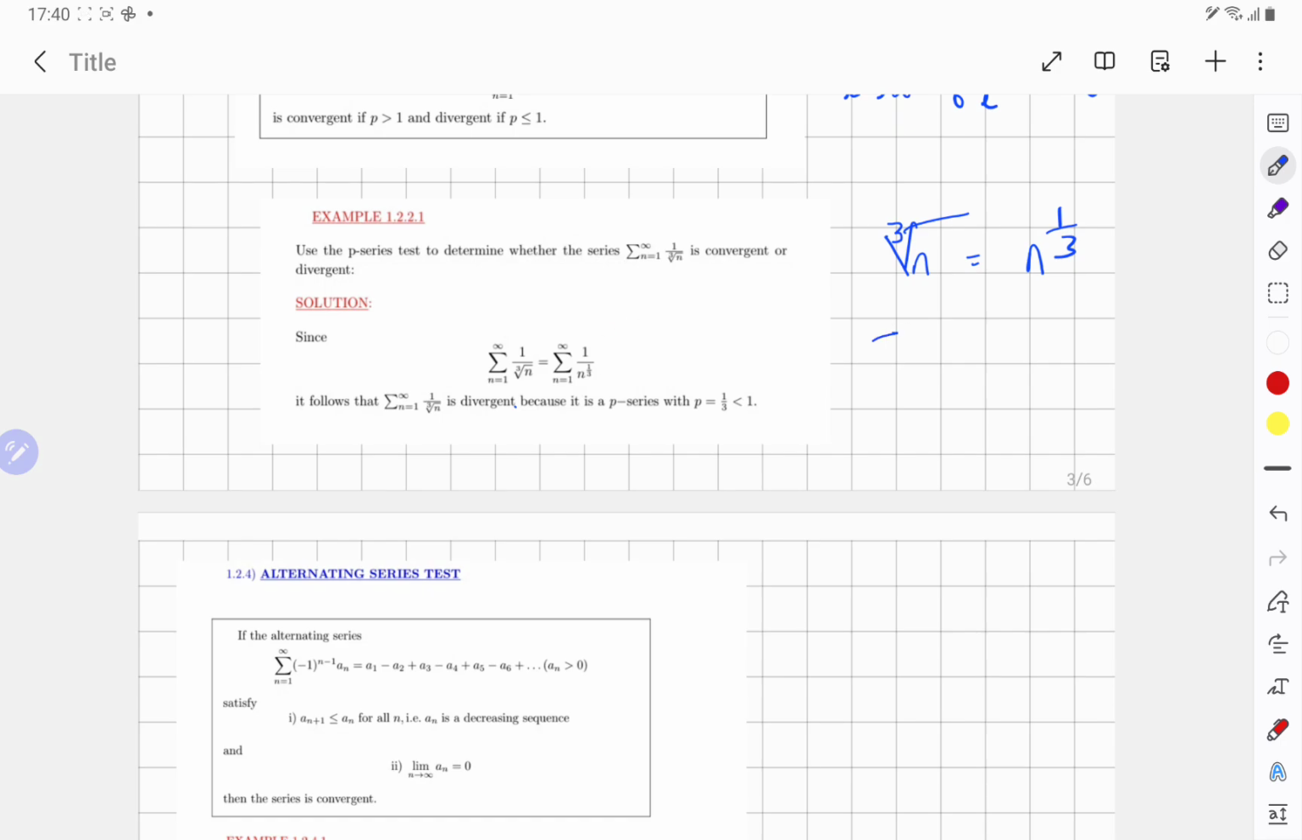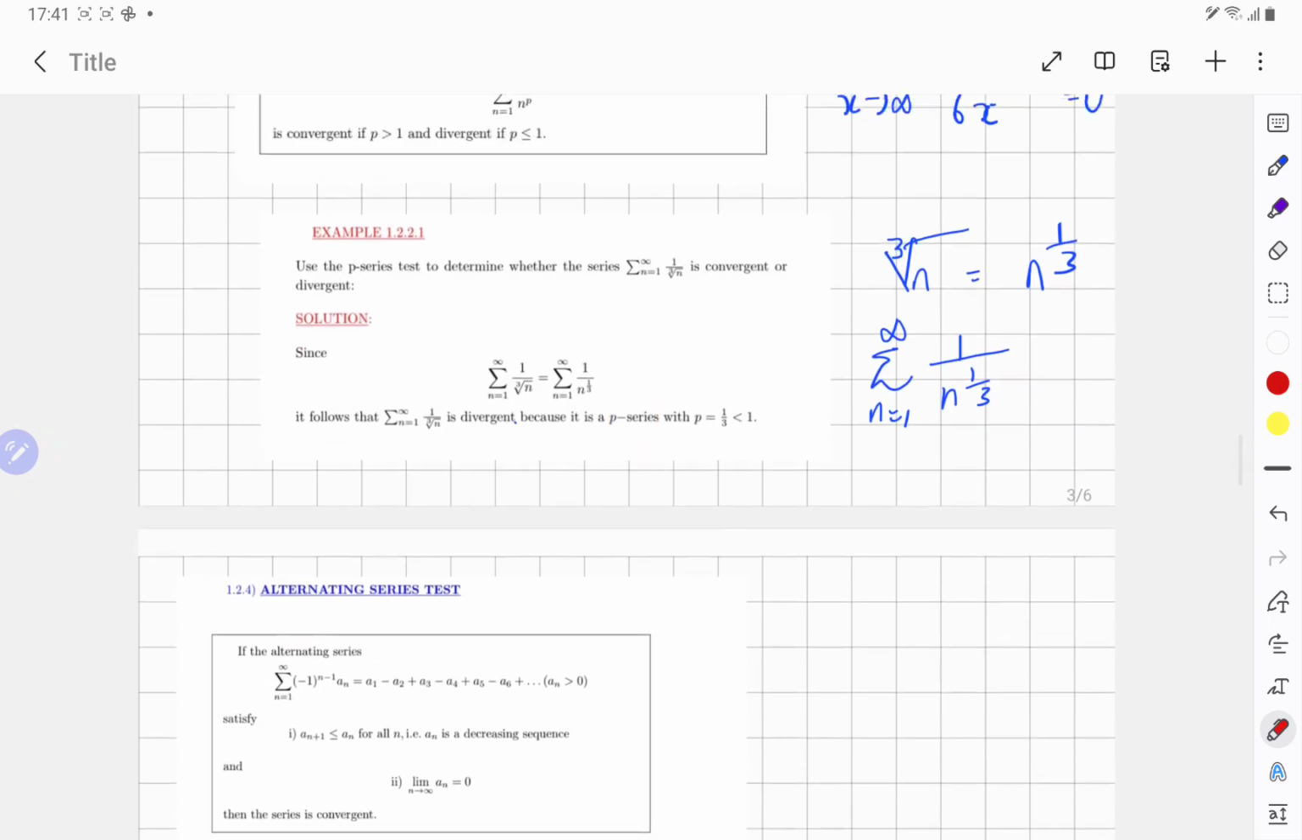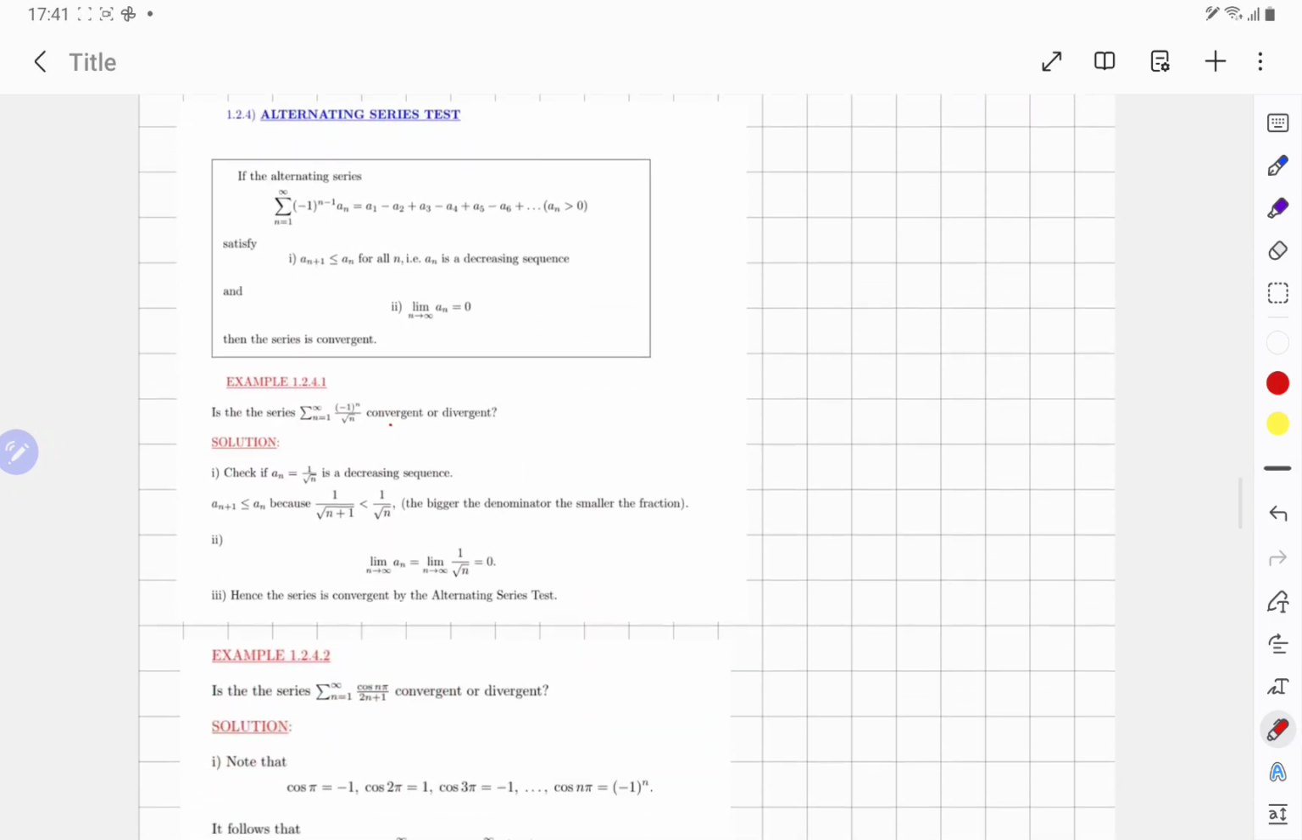Now there I have my form of my P series. Why? Because there's my P, and P is less than 1, since it is a third. Now P less than 1 means that my series is divergent by the P series. Also, more on that later. P series is going to be very important when we use the comparison test.